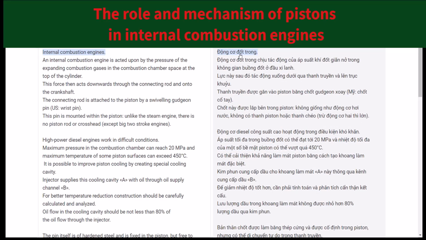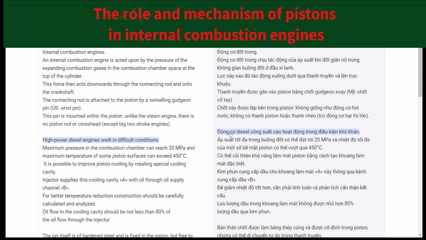Internal combustion engines. An internal combustion engine is acted upon by the pressure of the expanding combustion gases in the combustion chamber space at the top of the cylinder. This force then acts downwards through the connecting rod and onto the crankshaft. The connecting rod is attached to the piston by a swiveling gudgeon pin, U.S. wrist pin. This pin is mounted within the piston. Unlike the steam engine, there is no piston rod or crosshead, except in big two-stroke engines.